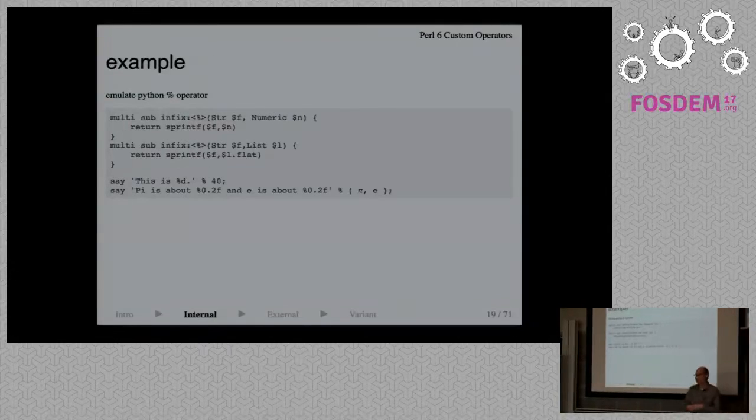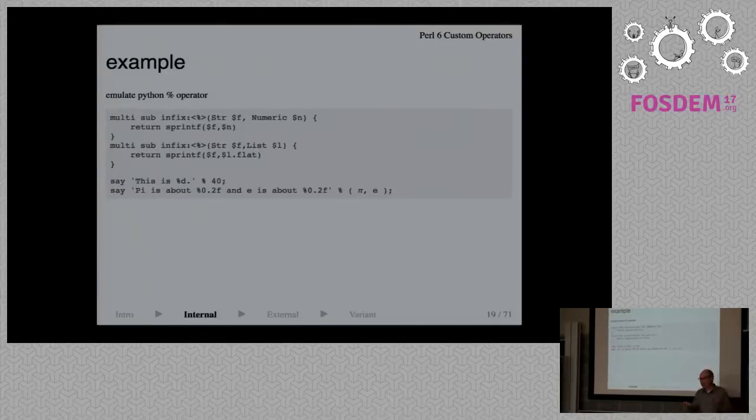Okay, here's an example. Python has this really nice operator, actually. It's called the % operator. There are 2 different ways to format strings in Python. One is with format, and one is with %. The % one is very nice. It takes a string, and then it takes either a number or a list, and it kind of works like sprintf. So we can make % work like that in Perl 6 if we want to.